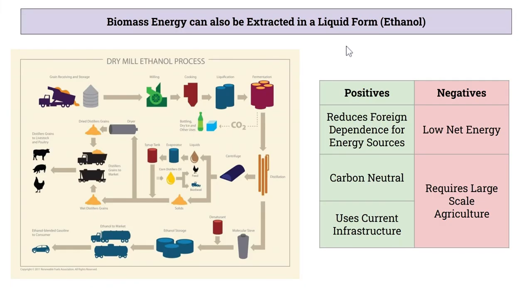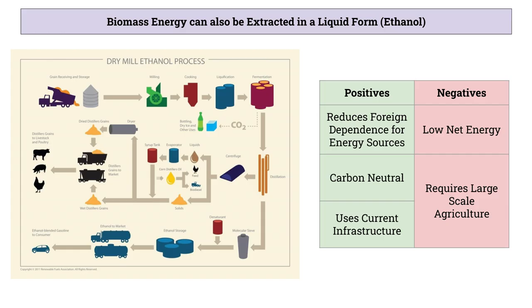Now, biomass can also include liquid forms as well, not just solid forms. You probably have seen this before if you've ever seen E85 at a gas station. That's ethanol 85, and essentially that is built up of corn product, and that corn product can be used to kind of offset the amount of fossil fuels we have to use.